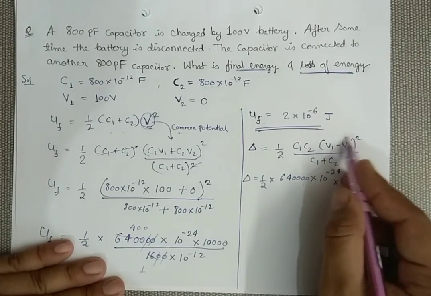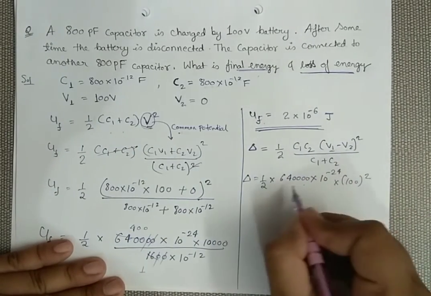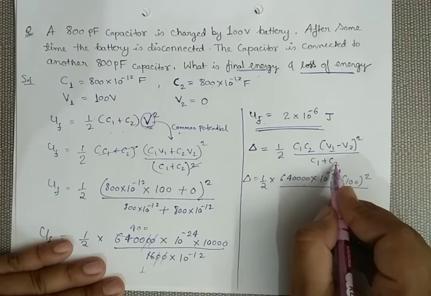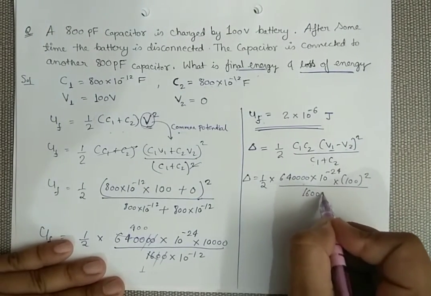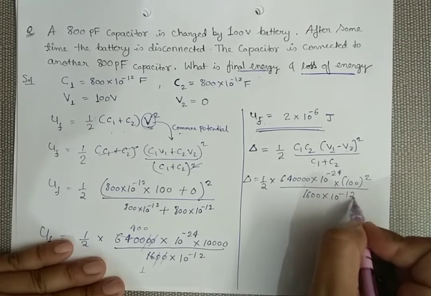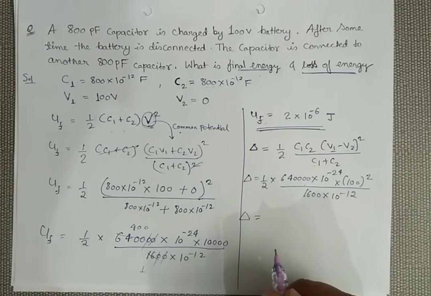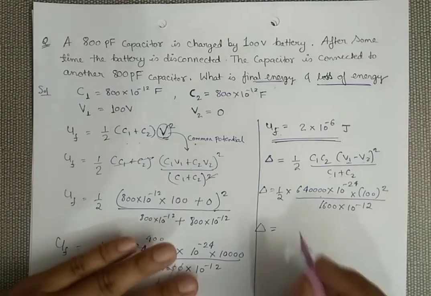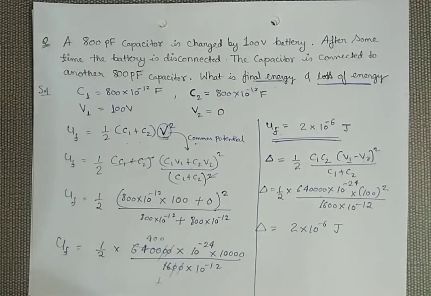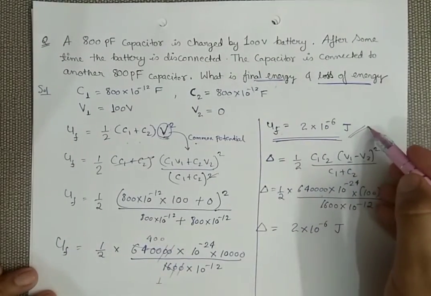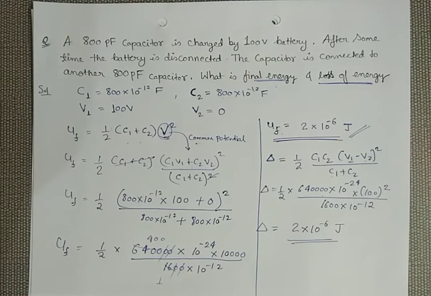V1 minus V2, V2 is 0, there is only V1 which is 100, so the square of 100, upon C1 plus C2. Here it is plus, so you have to add these two quantities. So 800 plus 800, 1600, and 10 to the power minus 12. On simplifying this, you will get your loss of energy. On simplifying again, you will get the same answer, 2 into 10 to the power minus 6 joule. So this was your final energy, and this is your loss of energy, that is the difference between initial and final.